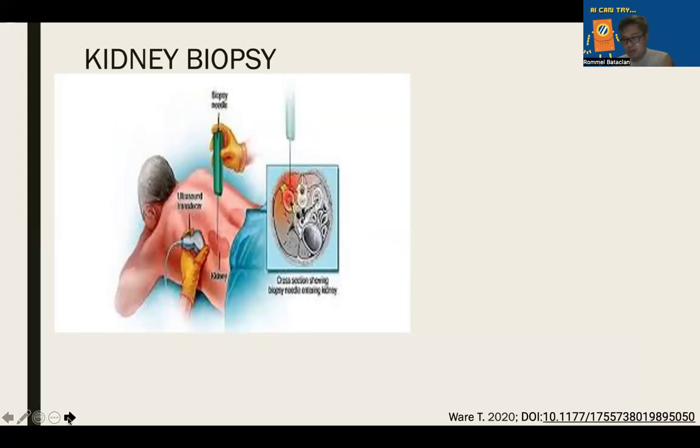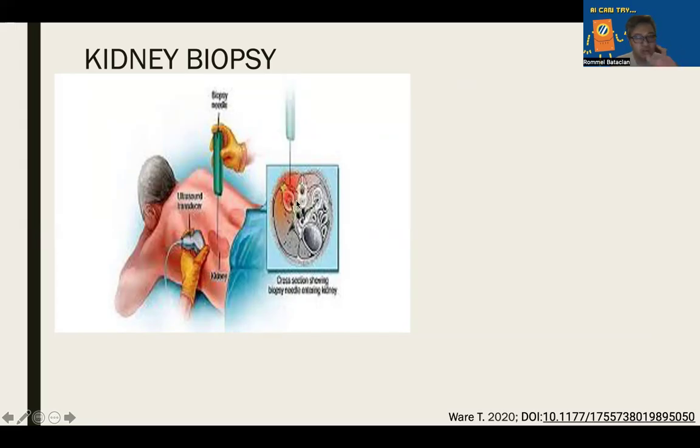So the primary way to determine the type of glomerulonephritis is kidney biopsy. It is ultrasound guided. We first apply anesthesia on the posterior area, and then with the help of the ultrasound, the needle can be visualized, and we are guided to get a small sample of the kidney. We target the cortical area.